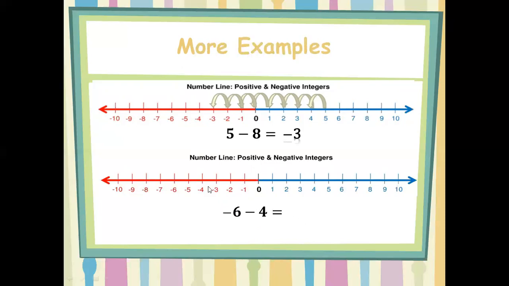Let's use the number line and make sure the answer is correct or not. So I'm going to start with the -6 and I'm going to move to the left because it's -4.